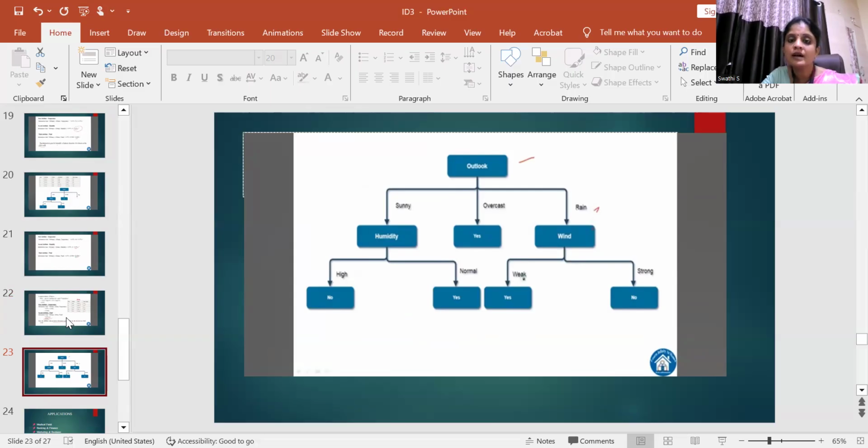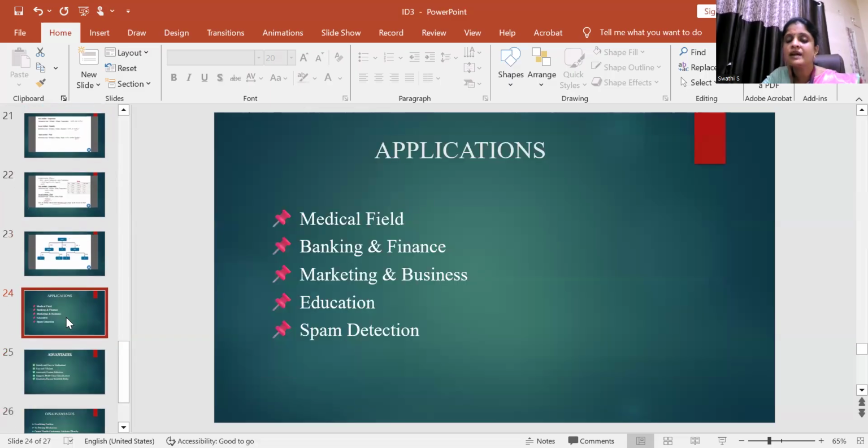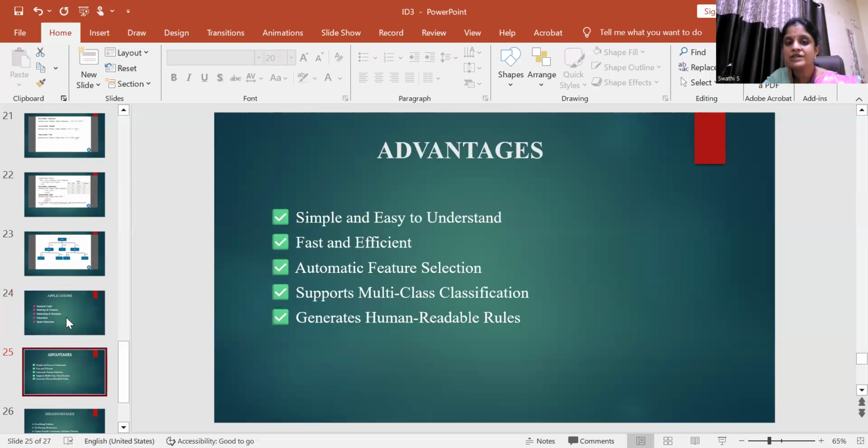Here the outlook will be the root node. So under that, the categories are sunny, overcast and rain. So humidity has categories like high and normal. Wind has categories as weak and strong. So this is the final decision tree in the ID3 algorithm. So the applications of the ID3 algorithm are the medical field, banking and finance, marketing and business, education and spam reduction.